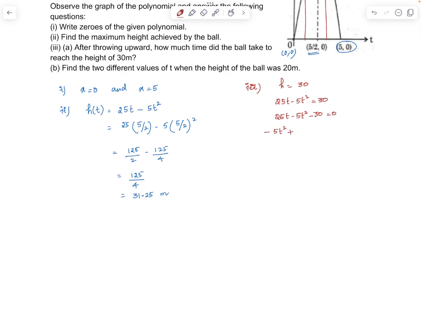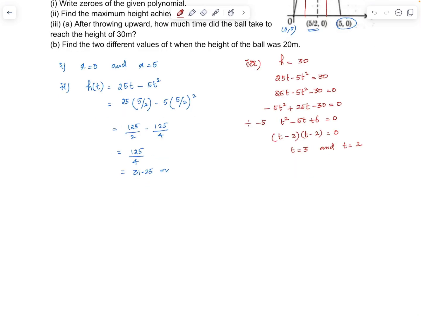Rearranging this, we get this expression. Now dividing this entire expression by minus 5, we get t square minus 5t plus 6 is equal to 0. On factorizing, we get (t minus 3) times (t minus 2), which means t is 3 and t is 2.